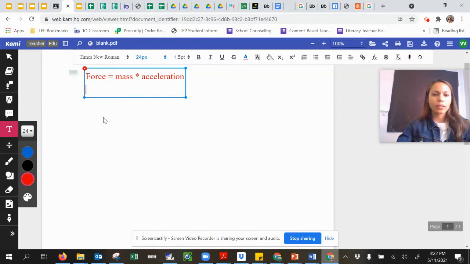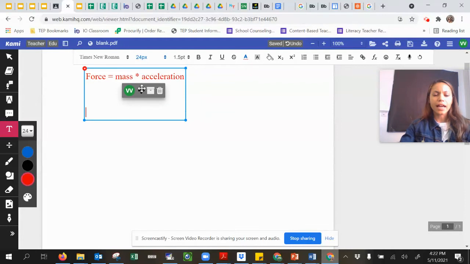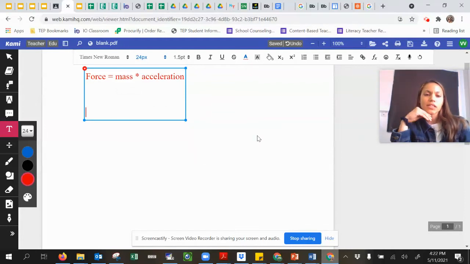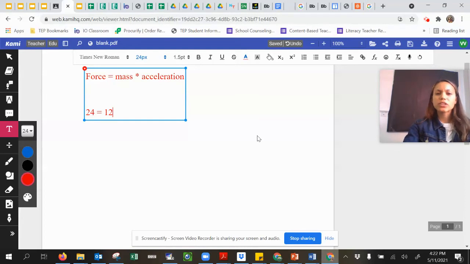And say that we have values for them. Hypothetically, say we have a force of like 24. Don't use the units yet, we do it at the end. And we also have a mass of 12, but we don't know the acceleration. So this is how it looks.